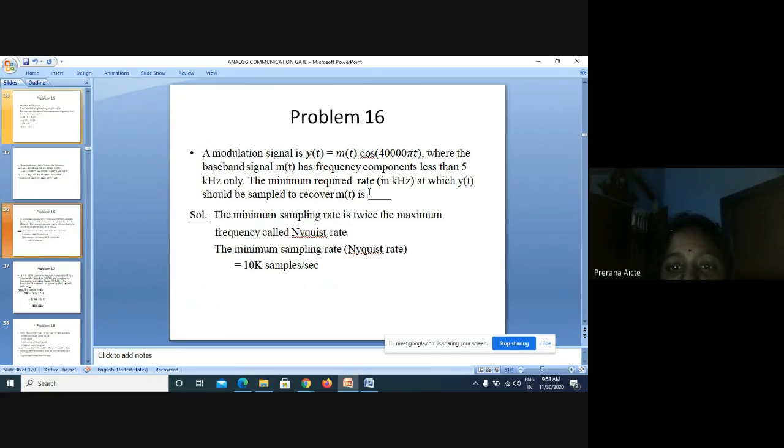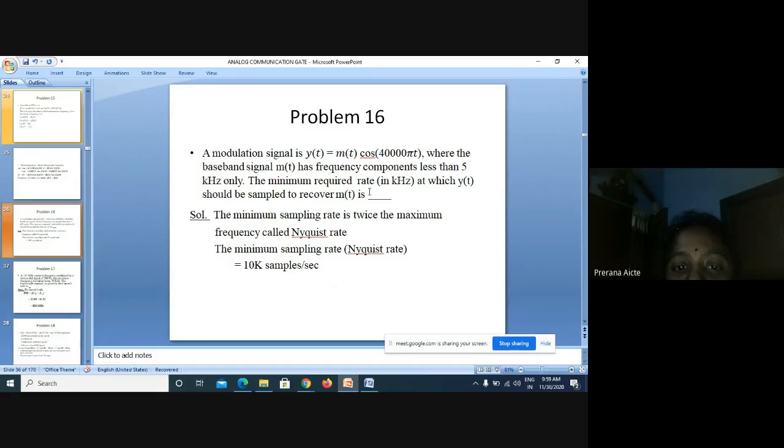So they're asking what is the minimum sampling rate. You all know that your minimum sampling rate should be twice your maximum frequency. In the question they have given a modulation signal y of t equal to m of t cos of 40k pi t, where the baseband signal m of t, which is nothing but our message signal, has a frequency component less than 5 kilohertz only. That means what is the maximum frequency here? Your maximum frequency is nothing but 5 kilohertz.